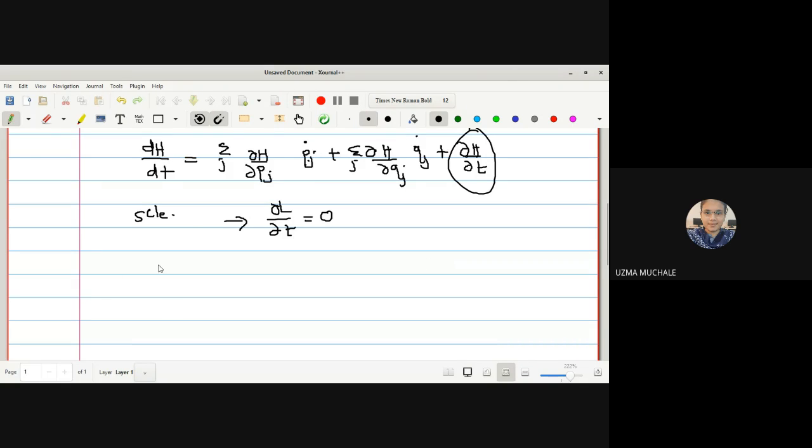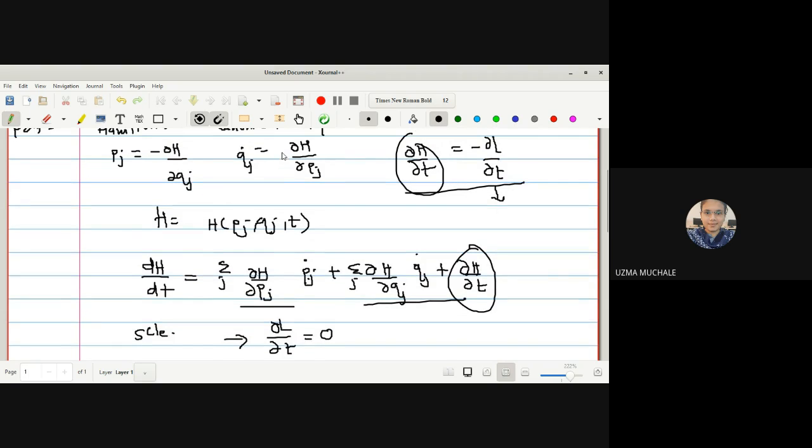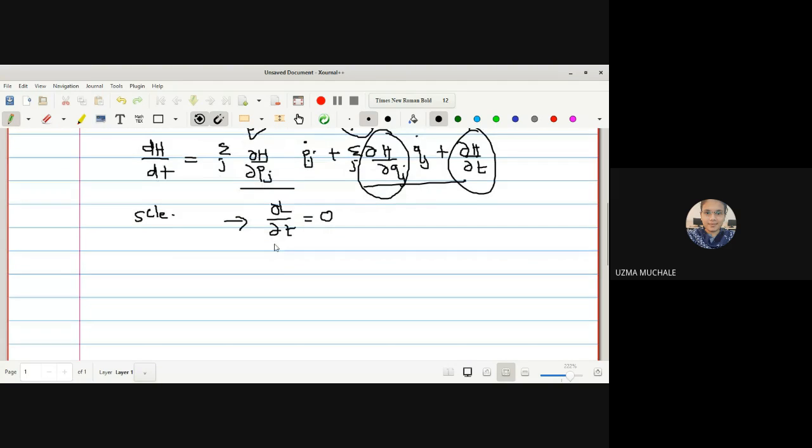And what about these two terms? Are these two equal and opposite? What is your dou H by dou Pj and dou H by dou Qj? What is dou H by dou Qj? It is minus Pj dot. And dou H by dou Pj is nothing but Qj dot. Let me substitute those values from Hamilton's canonical equations of motion.